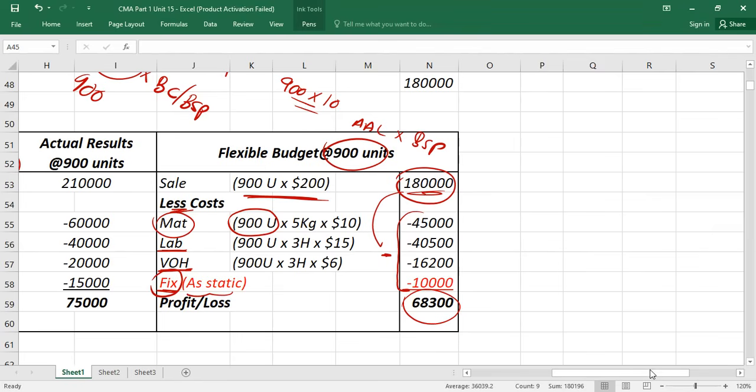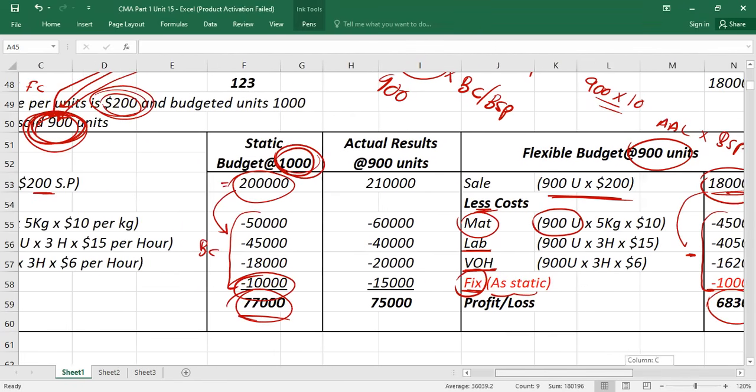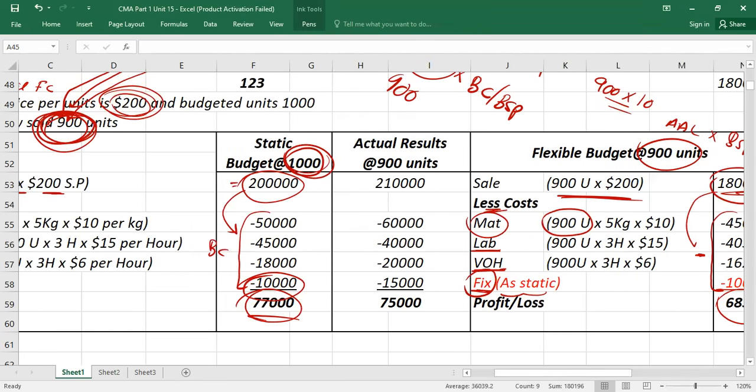Understood? Now here we have actual results in between. For actual results, there is no data because actual data is not given here. Actual material cost is not given in the question. Actual labor cost is not given. Actual variable overheads are not given. Actual fixed overheads are not given. But I'm telling you how you will get actual results. You will always take actual activity level into actual cost of material, actual cost of labor, actual cost of variable overhead, or actual cost of fixed overhead.